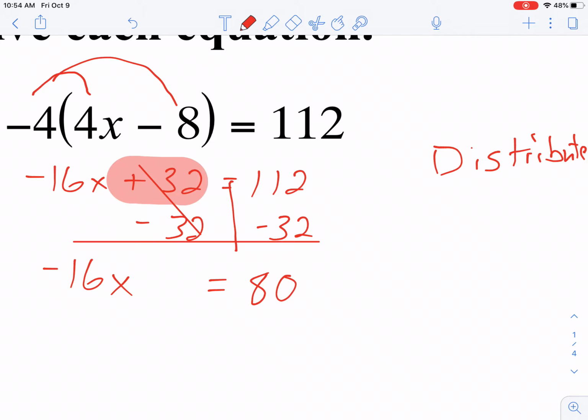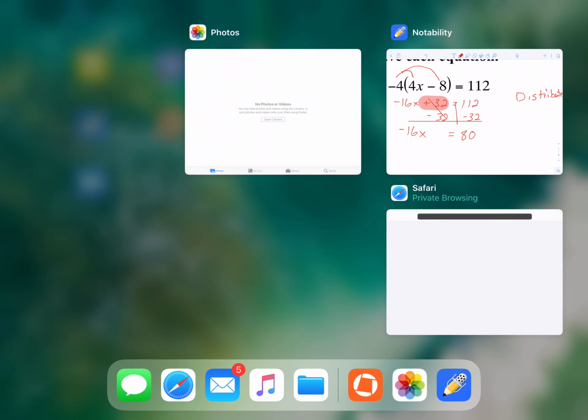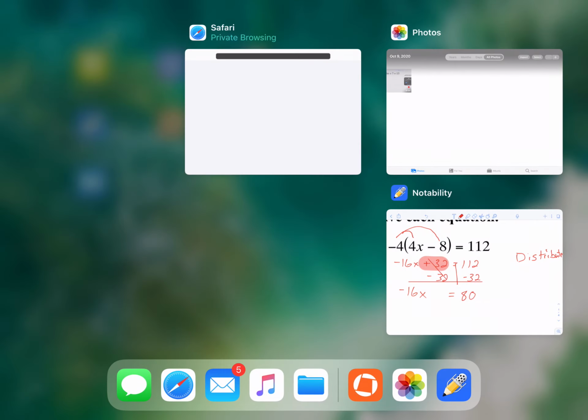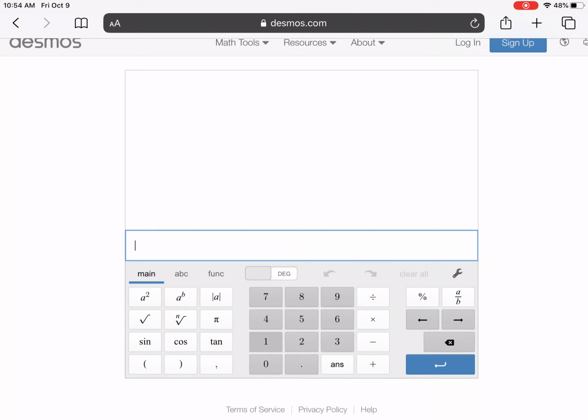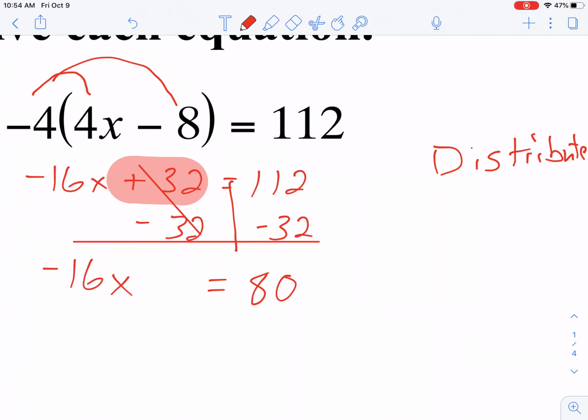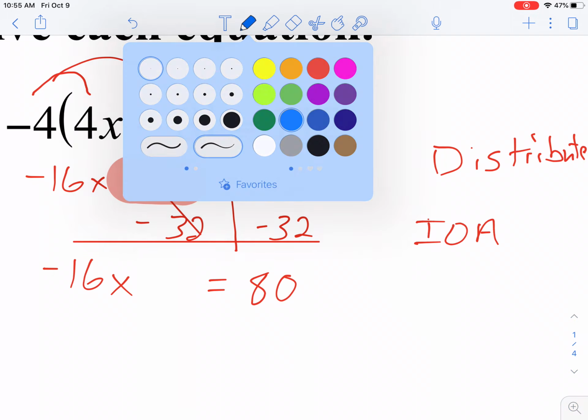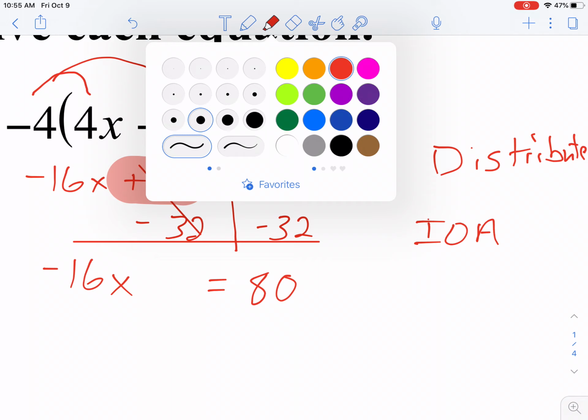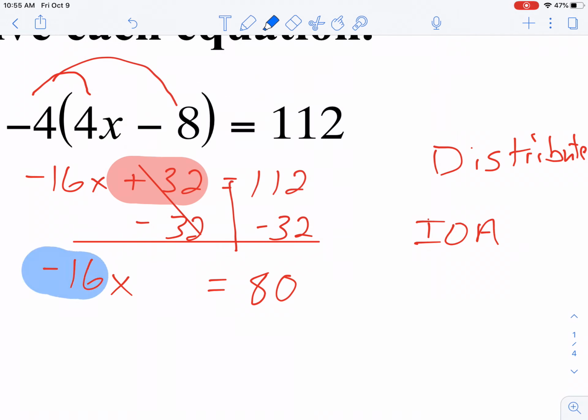And you can use Desmos Scientific Calculator to check this out. We can check that by going 112 minus 32 equals 80. And so then that step is called the inverse of addition. My next step is to get rid of the negative 16 so I can get that x by itself. This step is called the inverse of multiplication.